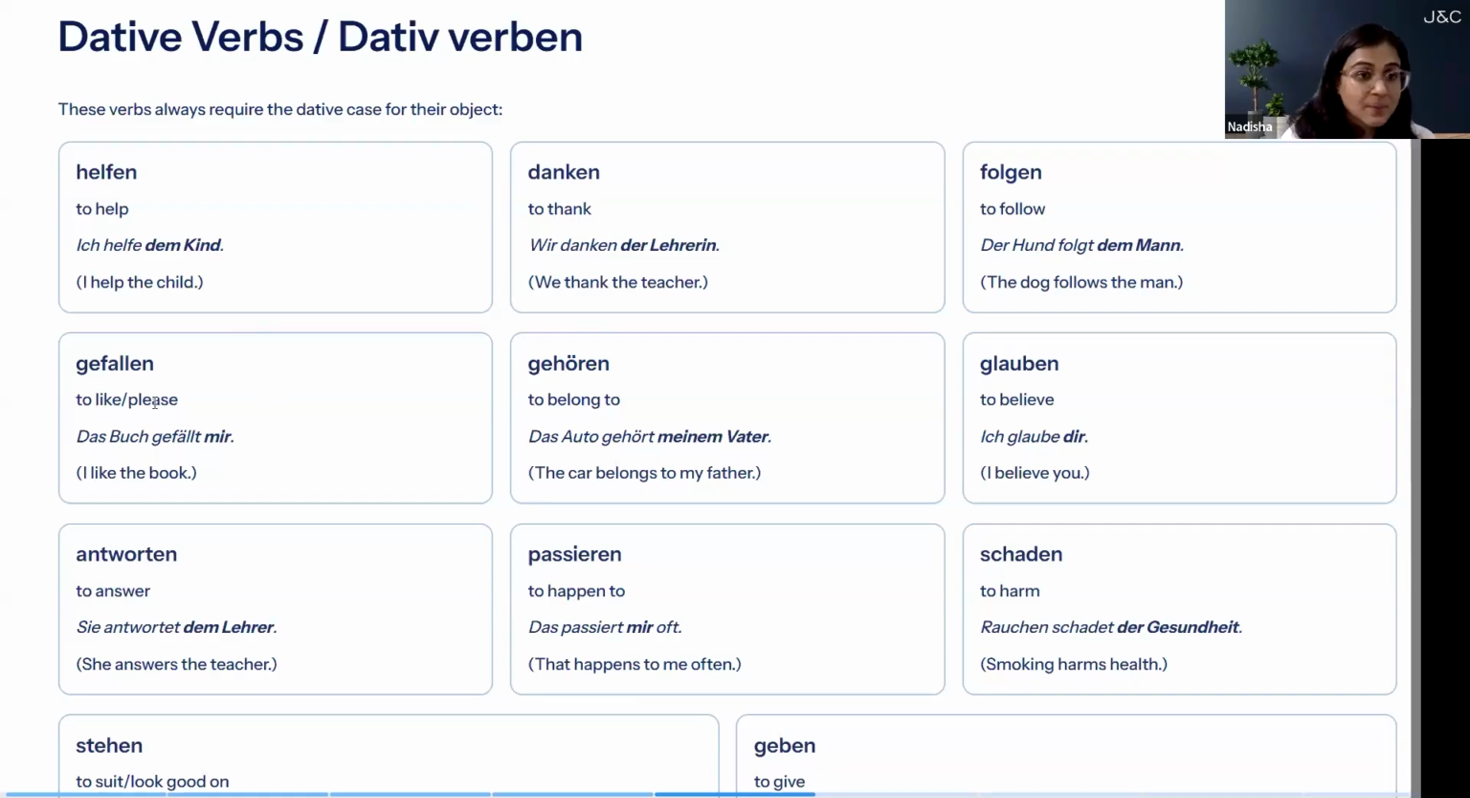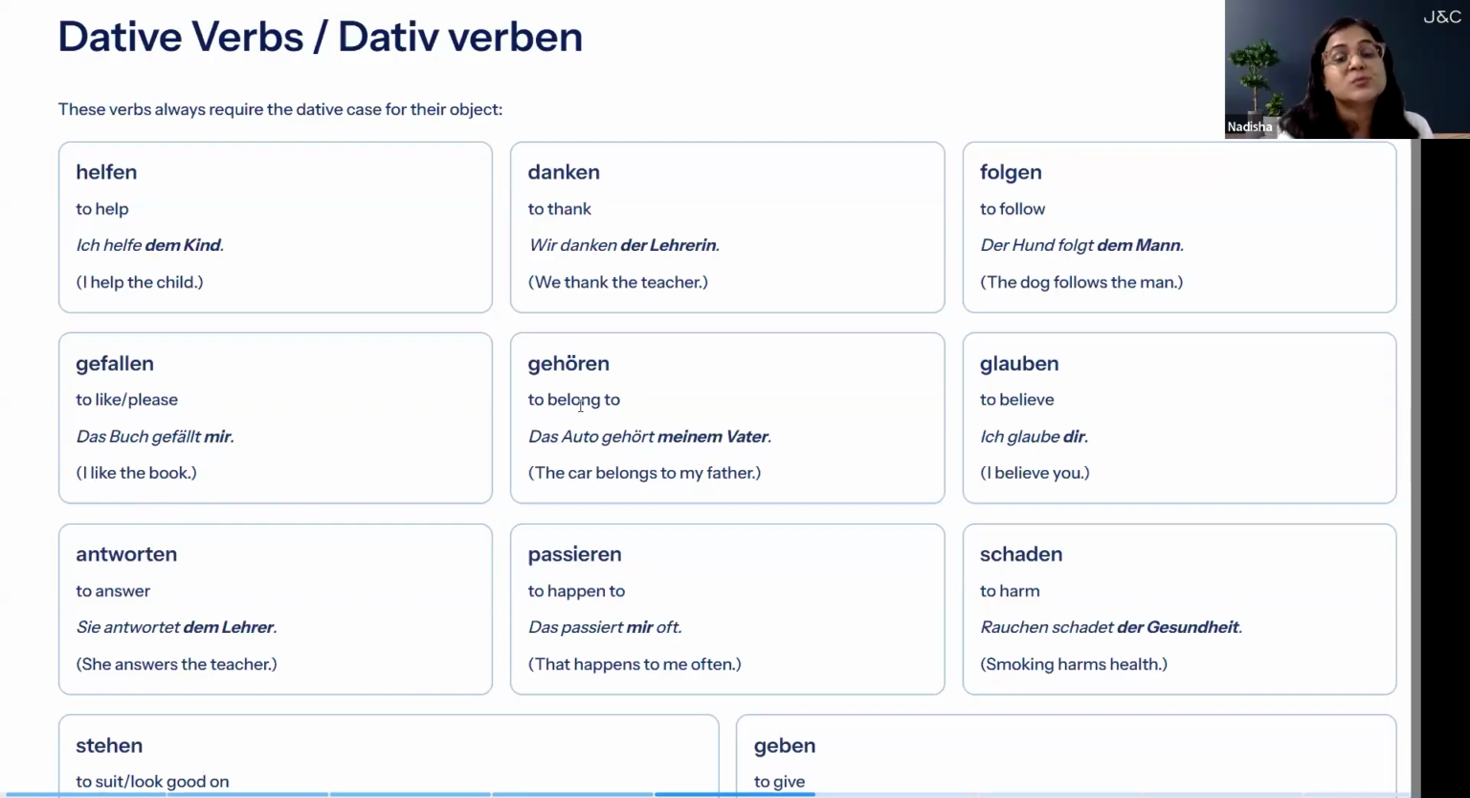So, gefallen is a dative verb, which is a to whom condition. Now, mir here is a dative pronoun. Because of the gefallen verb, there is a dative pronoun in this sentence. That is what I said. When there is a dative verb in a sentence, you should have a dative case in that sentence. It could be a noun or a pronoun. So I like the book is Das Buch gefällt mir.